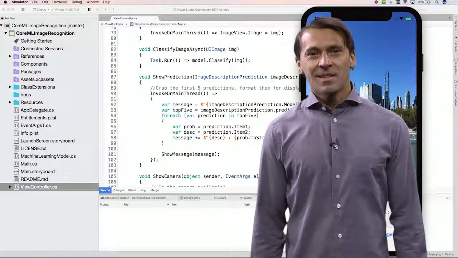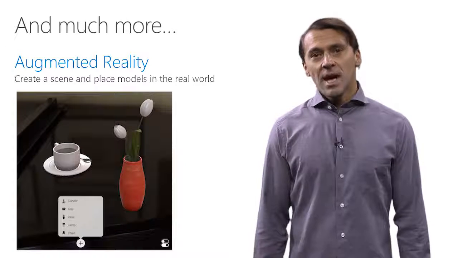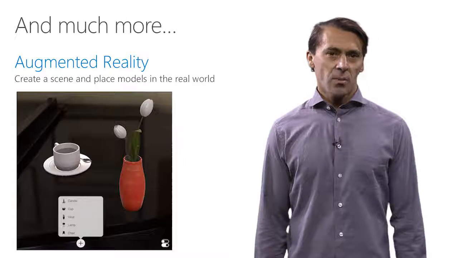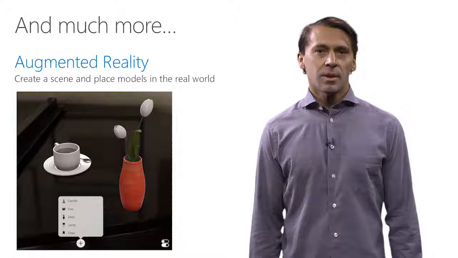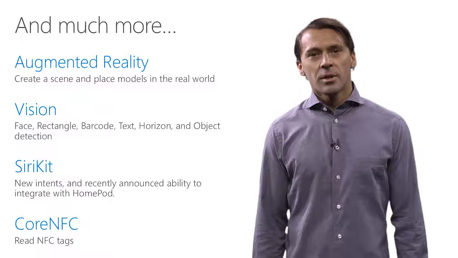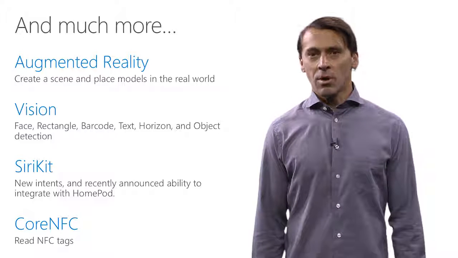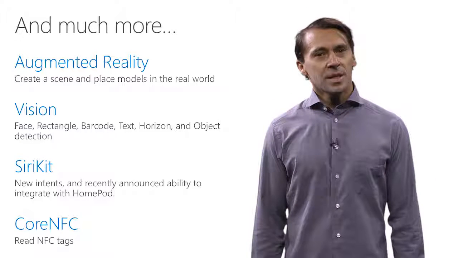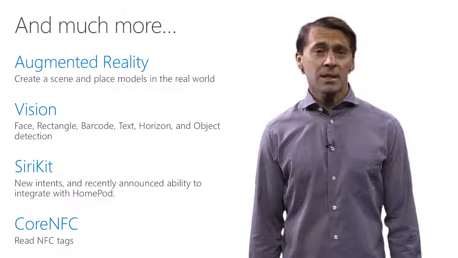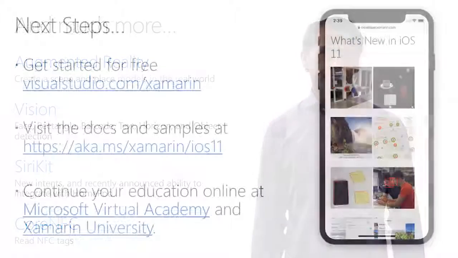Now I'm running out of time, and there's still a number of great features I'd like to mention. ARKit, which brings augmented reality to the iPhone. With relatively little coding, you can establish a scene using the device's camera and use plane detection, place SceneKit objects in real-world 3D space. The Vision framework provides its own kind of machine learning, with face recognition, barcode processing, and more built right in. There's the new SiriKit Intents, and recently announced integration between SiriKit and the HomePod. And finally, Core NFC, which allows apps to read near-field communication tags.